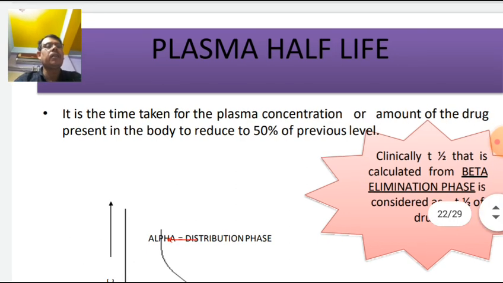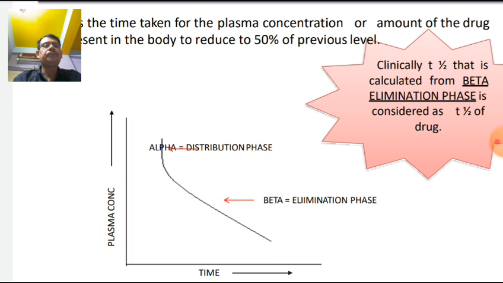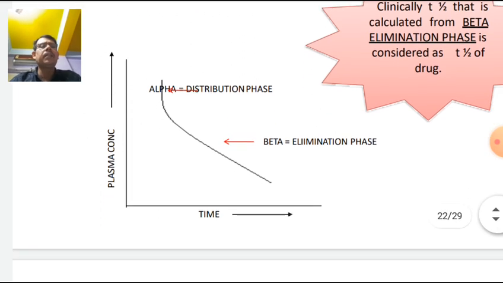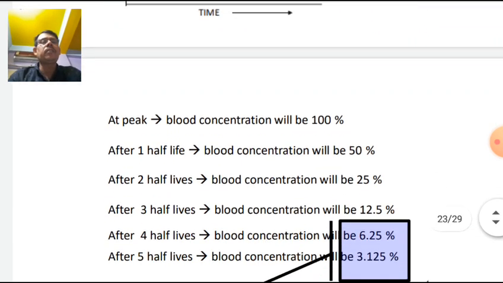What is the T-half? This is very important, and it is measured in the beta elimination phase. Alpha is the distribution phase, and beta is the elimination phase. When the concentration is reduced by just 50% during elimination, the time required is called the T-half. Suppose a drug is administered at 500 milligrams. The time taken for its concentration to reduce to 50% is called the T-half of this particular drug.